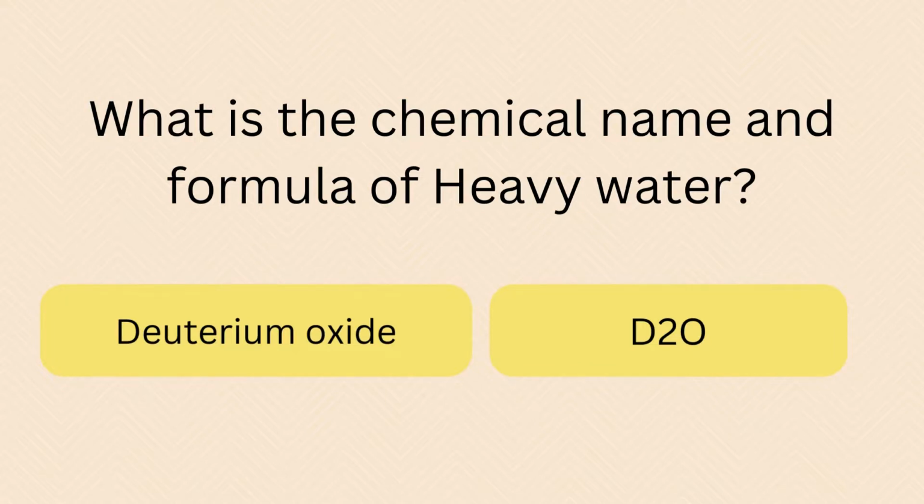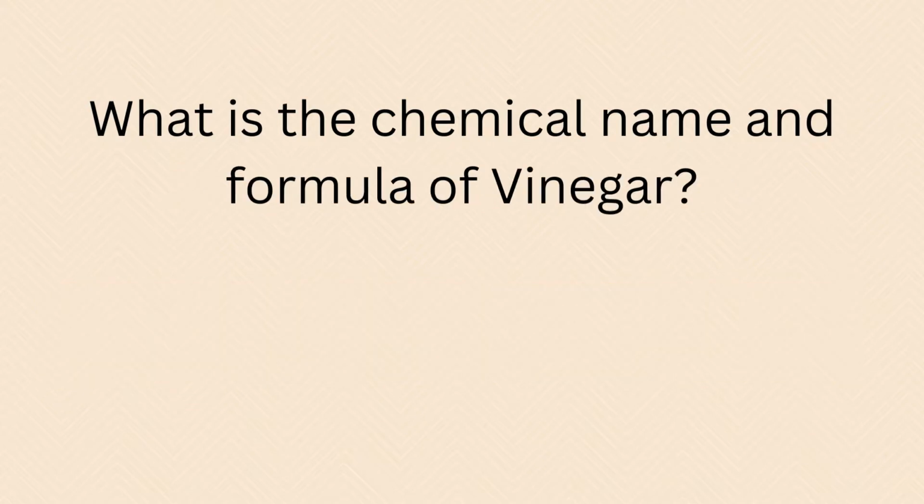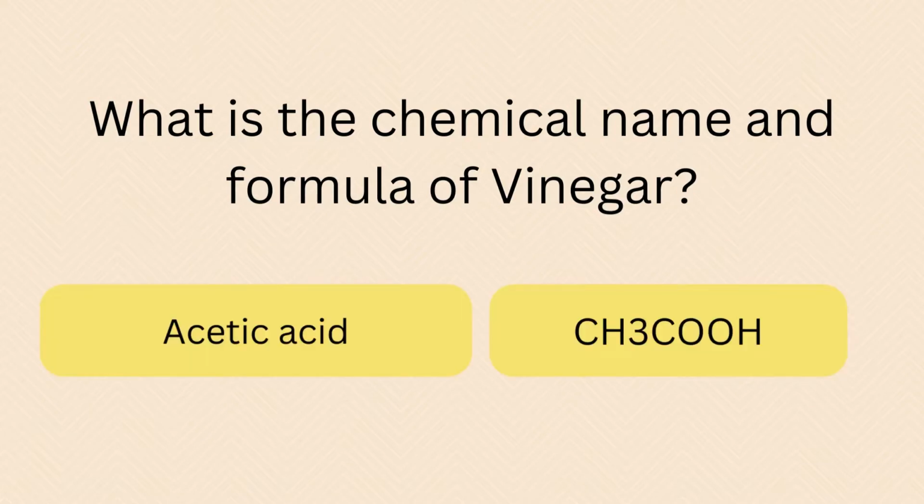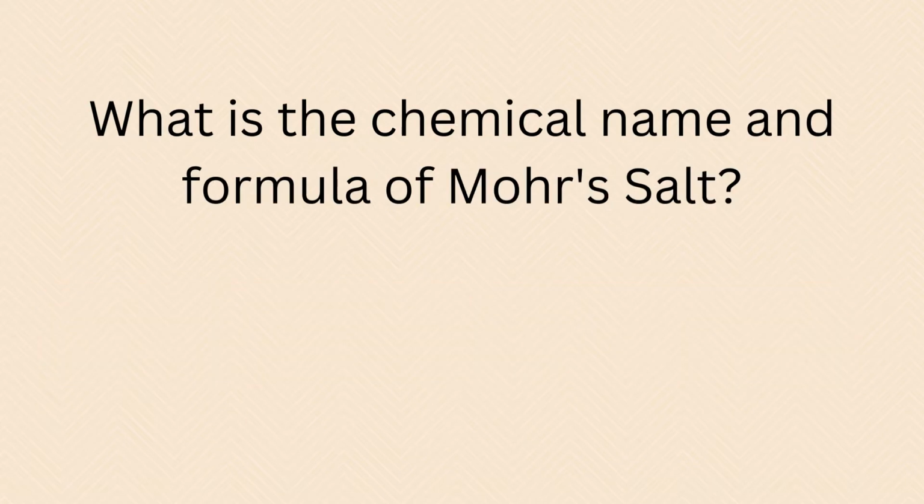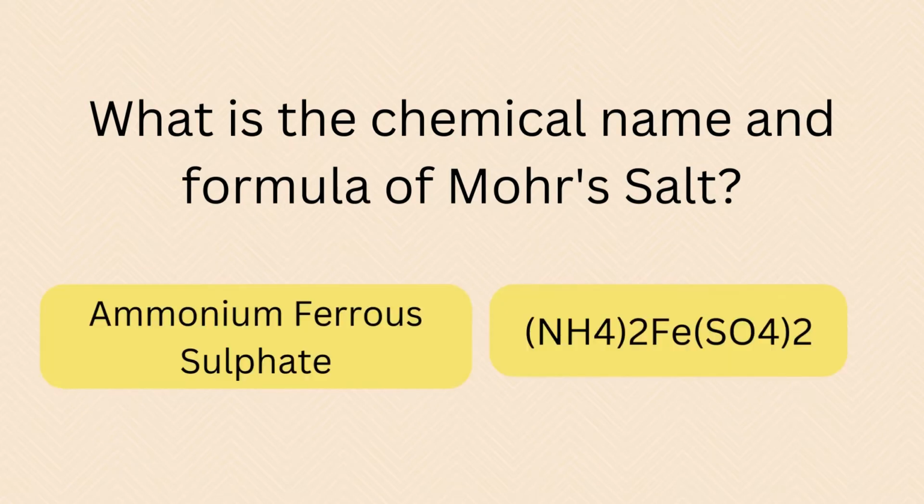Okay, next one. What is the chemical name and formula of vinegar? Answer. Acetic acid. Acetic acid is commonly called vinegar. Okay. So the chemical formula of acetic acid is CH3COOH. Next one. What is the chemical name and formula of Mohr salt? Answer. Ammonium ferrous sulfate. The chemical name of Mohr salt is ammonium ferrous sulfate. And the chemical formula is (NH4)2Fe(SO4)2. Okay.